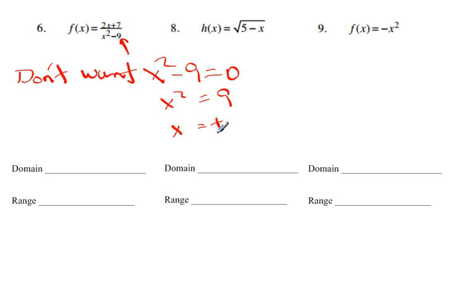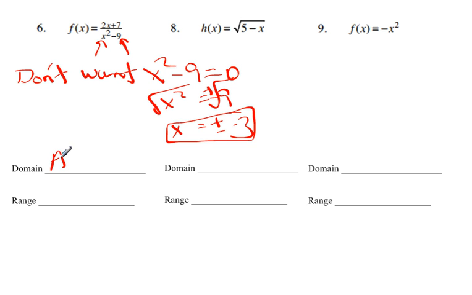So x could be positive or negative 3, like when I take the square root here, plus or minus. Or do it in your head: what squared will give me 9 to make it 0? 3 squared is 9, negative 3 squared is 9. And when I do 9 minus 9, I get 0. So there are my two no-nos. If I plug in a 3, 3 squared is 9, 9 minus 9 is 0, I'm dividing by 0.